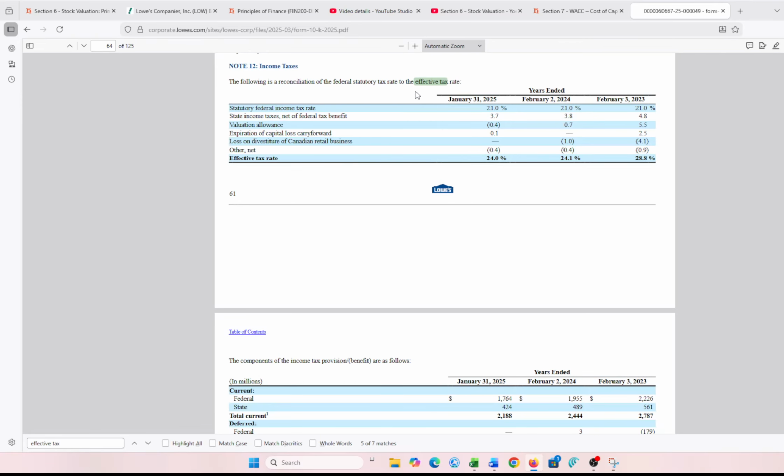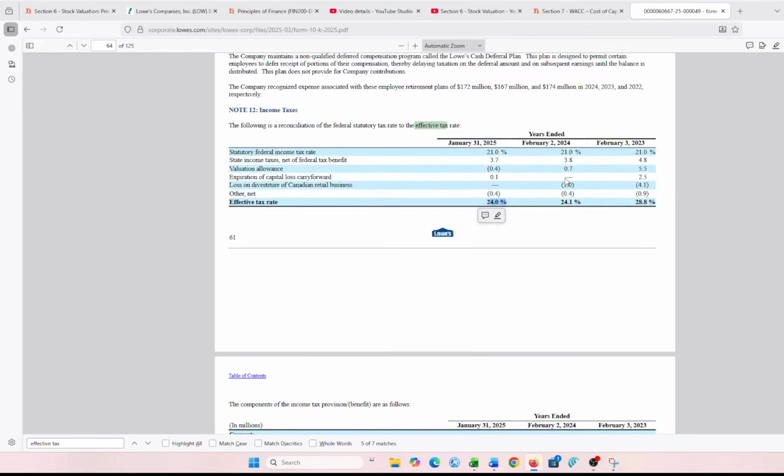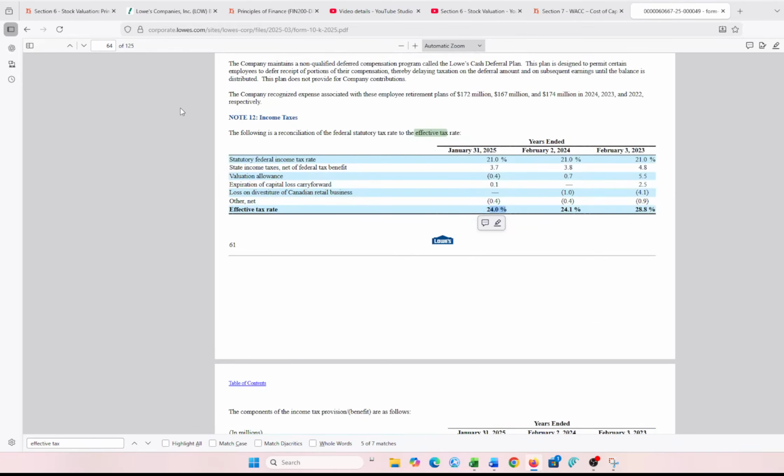Remember, for the WACC, you have to multiply the tax factor times the cost of debt. The effective tax rate is right down here, and this is going to have everything: state, federal, everything. Capital loss carry forward, 24%. You see it dropped, but that's what you use. I want that copied and put in. I think that's a smart thing to do.